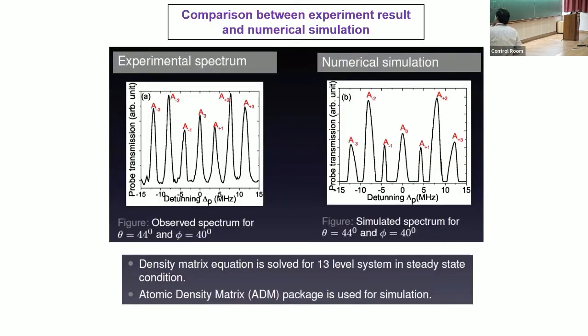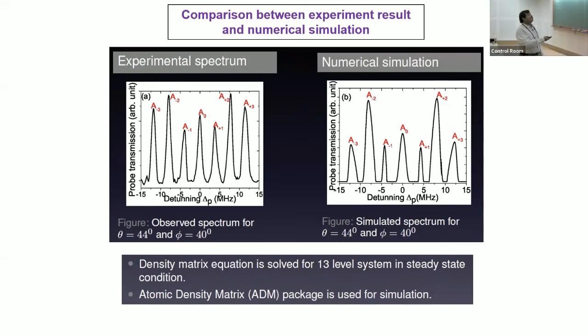After the numerical simulation, this is the experimental spectrum, and this is the numerical simulation that we got. We kept the same values for the experiment and this simulation, and we solved the density matrix equations for a 13 level system in steady state condition. So it's 169 equations. We took the help of the atomic density matrix package for this simulation. This is almost crazy. Somebody has developed this, which I am thankful for.